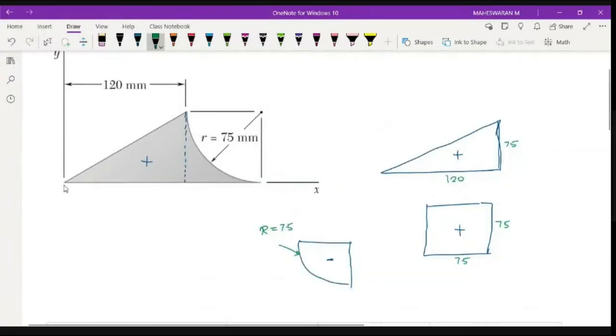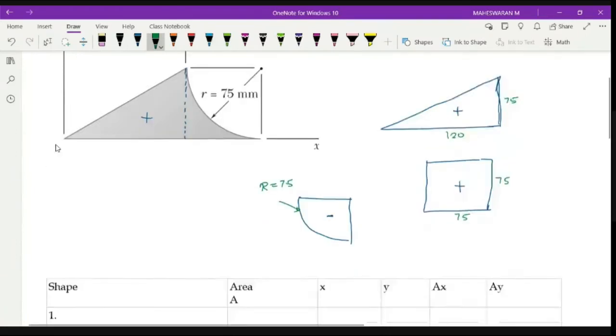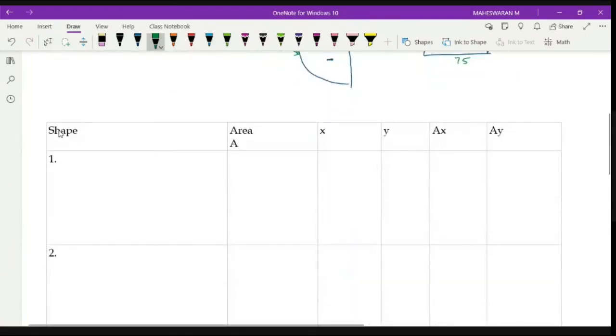You are able to see that the entire section is fixed in my first quadrant. So no need to worry whether your x bar or y bar will be negative or positive. Only your area will be negative, since you want to subtract. Okay, all right. So we'll go one by one.